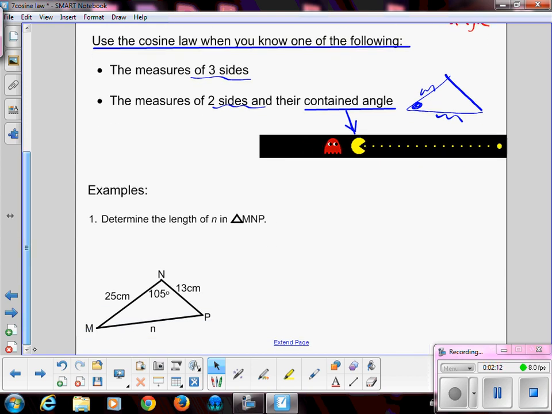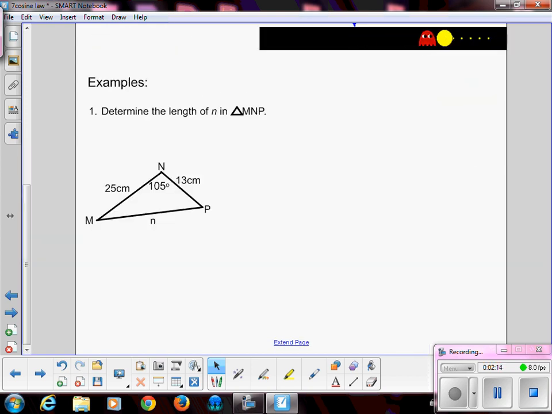So the first one says determine the length of n in triangle MNP. So first of all, I see, can I use the cosine law? Yes, I can. You can see that we have these side lengths, and the angle that's contained between them. The first thing we're going to do is notice we don't have A's, B's, and C's, so we have N's, P's, and M's. So we're first of all going to rewrite our formula using those letters.